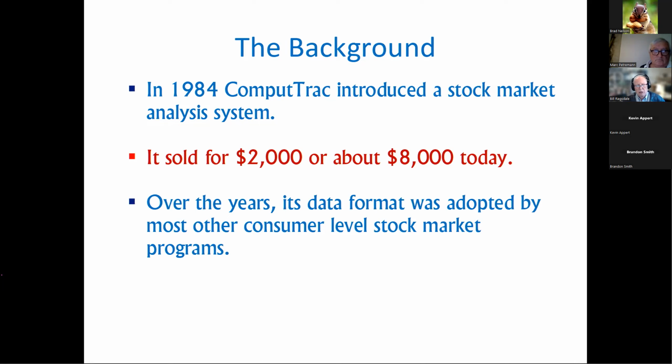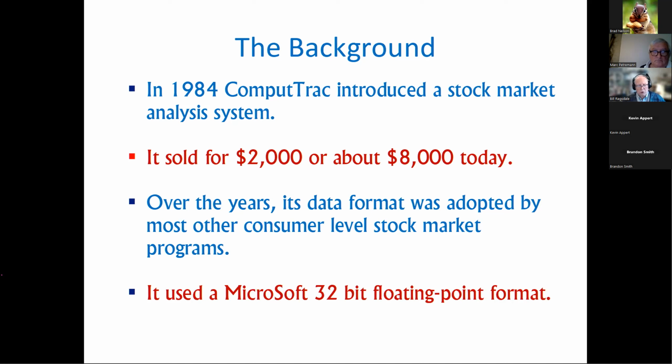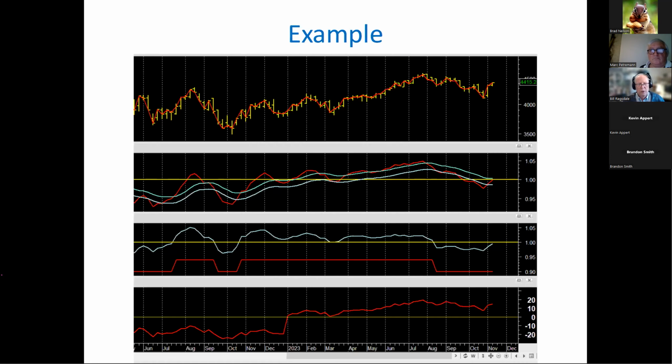Over the years, that CompuTrack data format was adopted by essentially all the other consumer-level stock market programs. They all wanted to feast at the banquet that had been prepared by CompuTrack. Also, CompuTrack faded away after about 8 or 10 years, and 3 or 4 vendors took its place. It used a Microsoft 32-bit floating format, which is one of the key functions we're talking about today. I believe it was in what was called QBasic, and we'll examine that in detail.